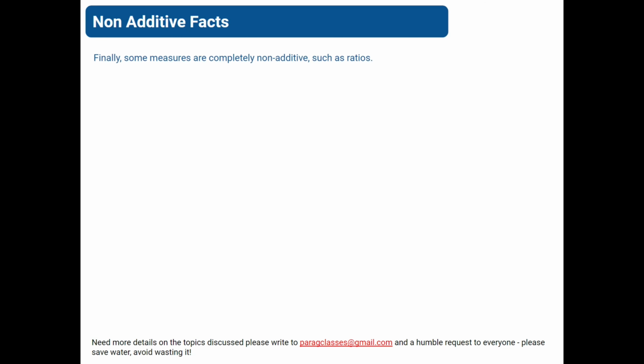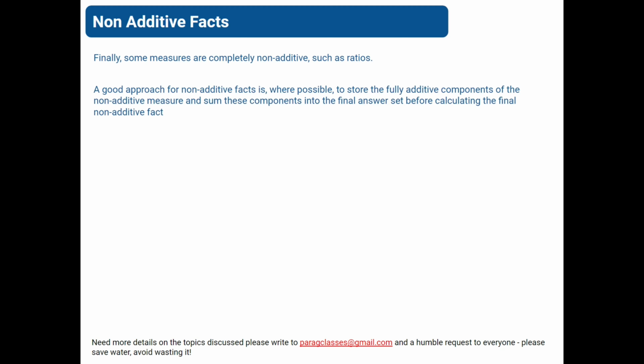Finally, some measures are completely non-additive such as ratios. A good approach for non-additive fact is where possible to store the fully additive component of the non-additive measure and sum these components into final answer set before calculating the final non-additive fact. What it really means is a ratio has a numerator and a denominator. What we can do is we can go ahead and store the numerator and the denominator part separately. The final calculation is often done at the BI or the OLAP cube.